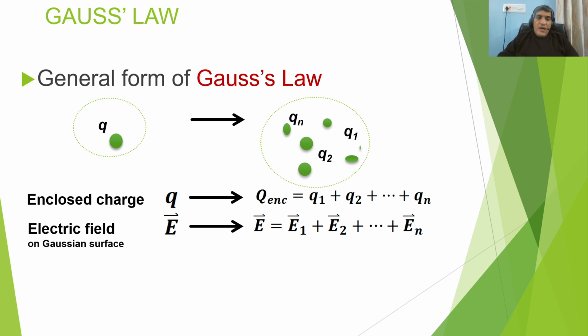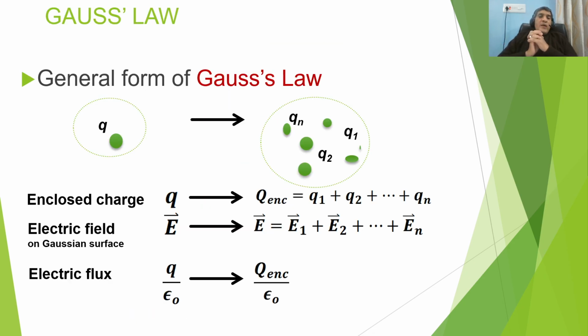So basically, this is the general form of Gauss law, and in this figure we have two pictures. In one picture we have one charge, and in the second picture we have n number of charges, that is q1, q2, and qn. If we want to calculate the electric field generated by these charges, first of all we draw an imaginary Gaussian surface around the charges for which we have to find the electric field. This imaginary Gaussian surface is shown by the green dotted circle.